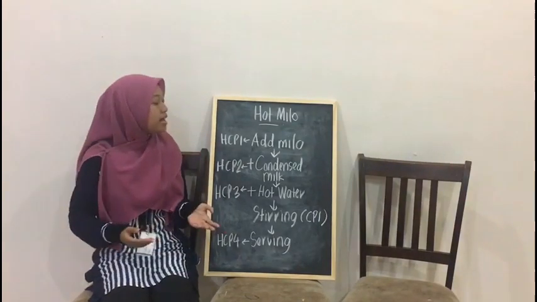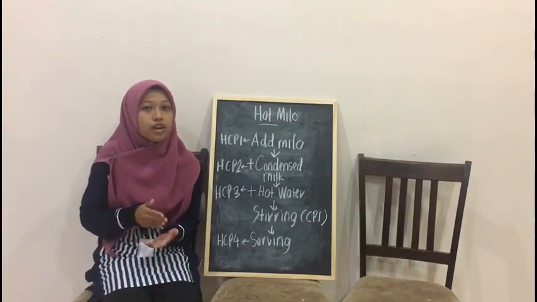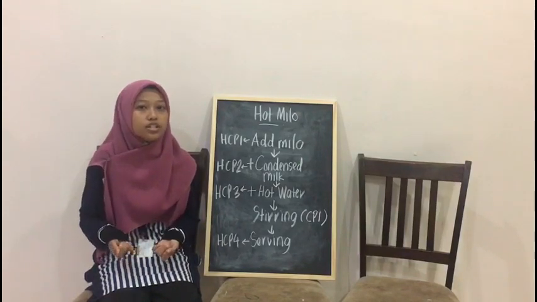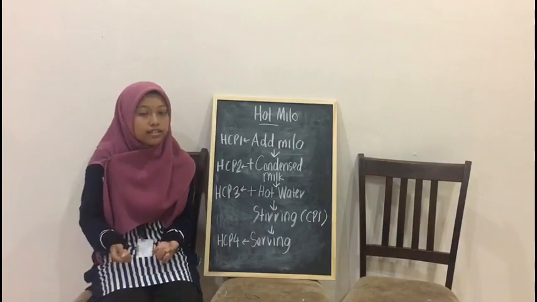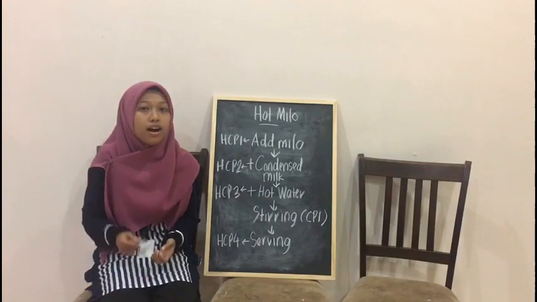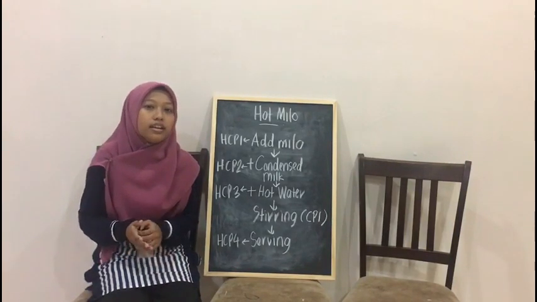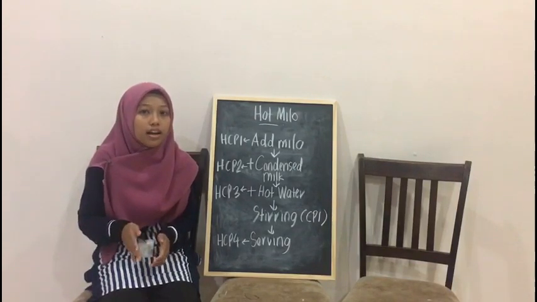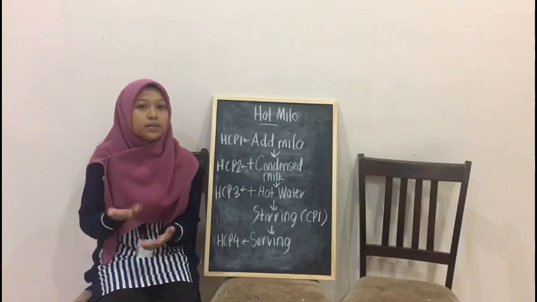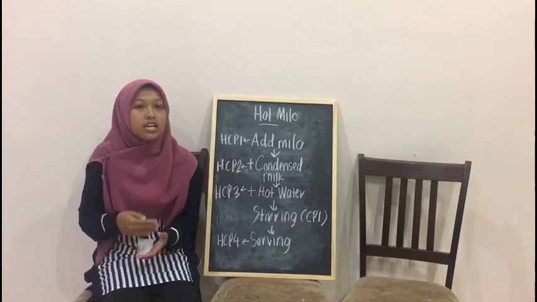For the critical limit and corrective action, for HCP1, the Milo must be halal and free from any contamination. If there is no halal logo or any contamination occurs, the Milo must be rejected. In HCP2, the condensed milk used should have a halal certificate from Jakim. If there is any contamination that causes the condensed milk to become non-halal, it must be rejected and we need to find another supplier that is trusted and has a halal certificate.